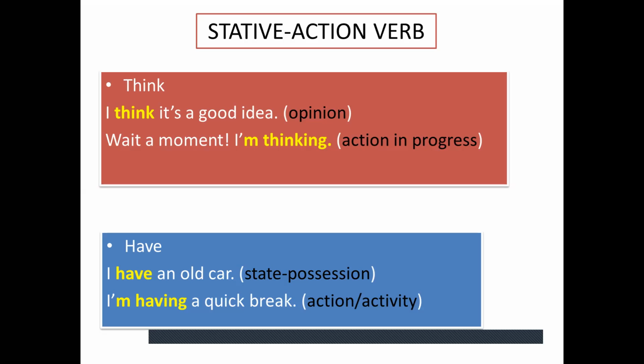Well, the next word is have. In the first sentence, I have an old car. Have here is a stative verb related to possession. And in the second sentence, I'm having a quick break. Having here is an action that is happening. So you need to use present continuous.